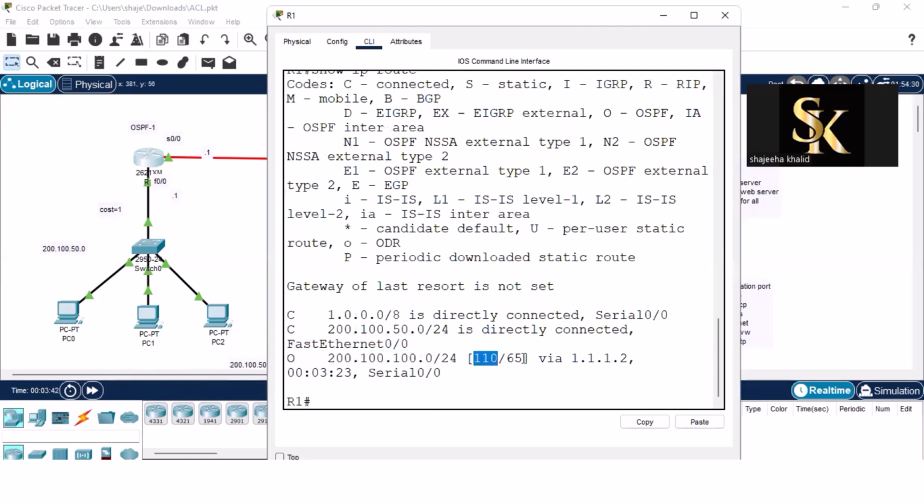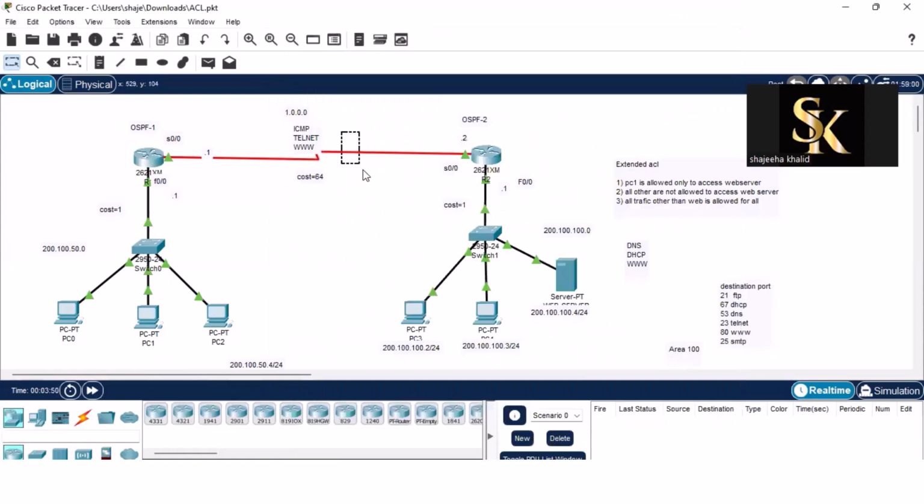And here's the administrative distance, and here is the metric, which is 65. How 65? The serial link cost is 64. The Fast Ethernet link cost is 1. So total 65. Okay, I hope you understand that.